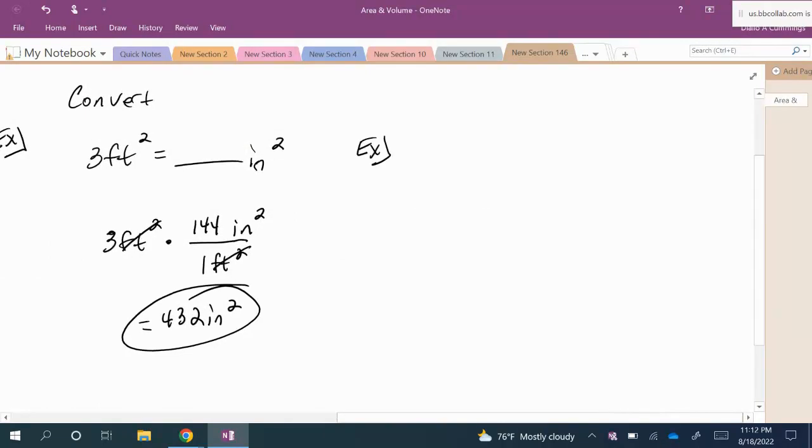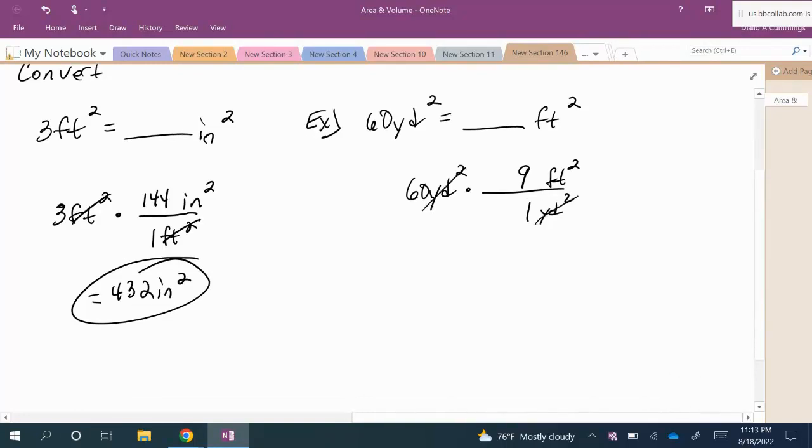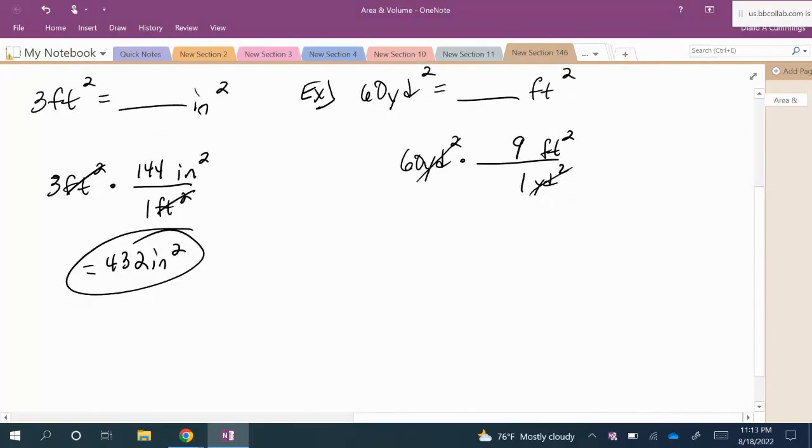Next, we'll convert 60 square yards to square feet. So here again, we're going to use a unit fraction. So we're going to start with 60 square yards. So in our unit fraction, we're going to put square yards in the bottom. We're going to put square feet in the top. We'll now write out our conversion. 1 square yard is equal to 9 square feet. Once we multiply, the unit of square yard will cancel. So this is equal to 540 square feet.